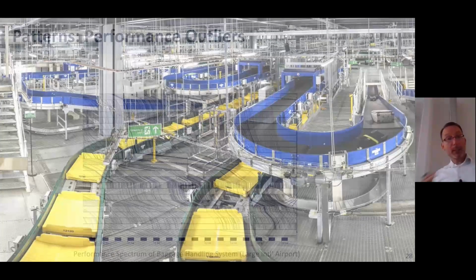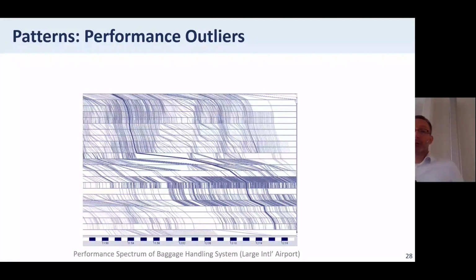And this is the performance spectrum of a baggage handling system. Well, I have to say it's of a baggage handling system in a stress test, right? So we kind of pushed it to the maximum to see how it behaves. So what do you see here? So this is a typical path of bags from check-in to the middle of the system, right? So all that come in order.